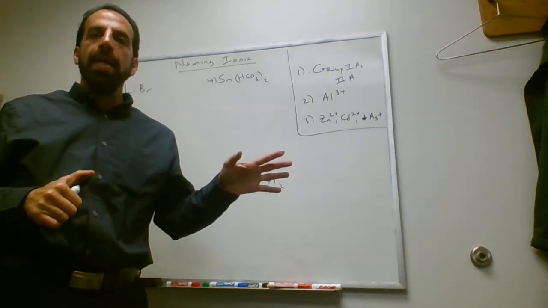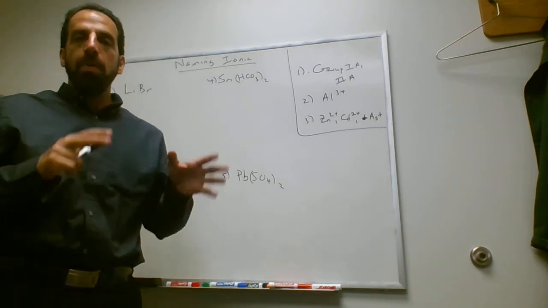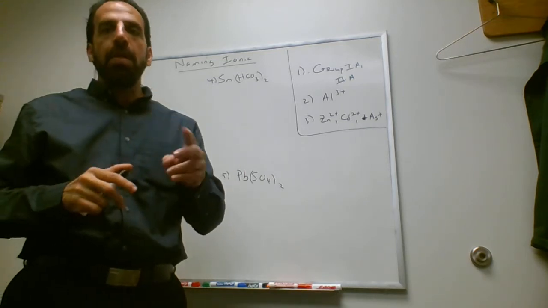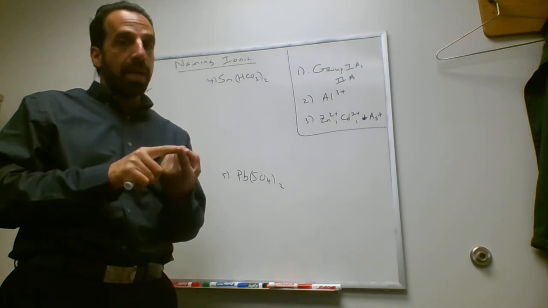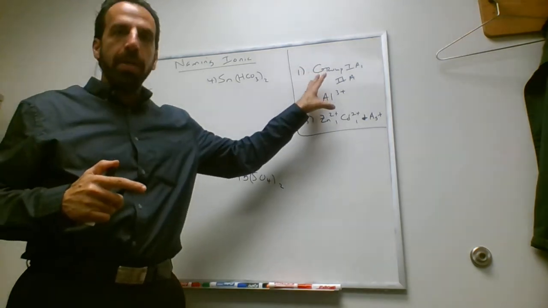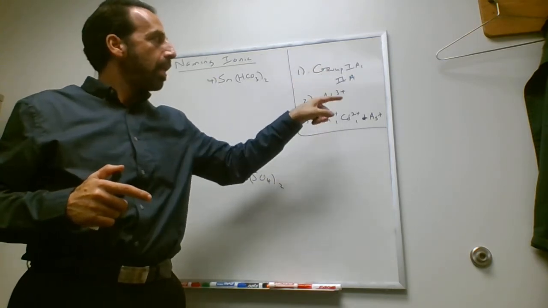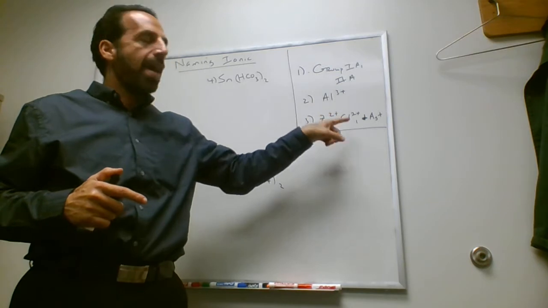So we're going to look at naming ionic compounds. Now, whenever you name ionic compounds, we've got to break it down into two categories: metals that have only one type of cation, and metals that have more than one type. I like this little chart right here. These are metals that only have one type of cation: group 1A and 2A, aluminum, zinc, cadmium, and silver.